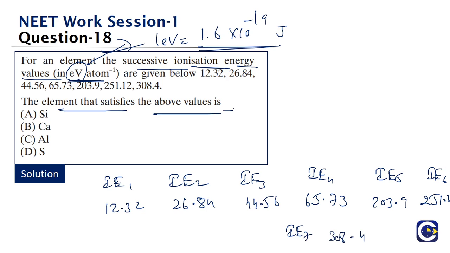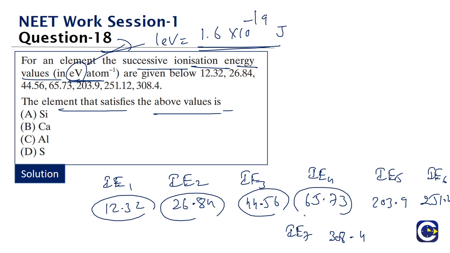See, whenever we have a question like this, based on the successive ionization energy values, they will ask what is that element. We cannot clearly say what is the element, but what they will ask is, which of the elements will actually satisfy this. How do we know which will satisfy? When we look at the successive ionization energy values, we know for a matter of fact that they will keep increasing. That is okay. But if you take a closer look at it, 12.32 is becoming 26.84. It is becoming 44.56. It is becoming 65.73.